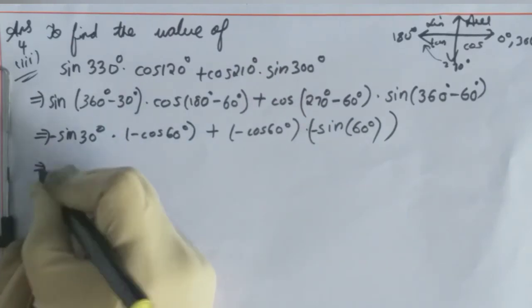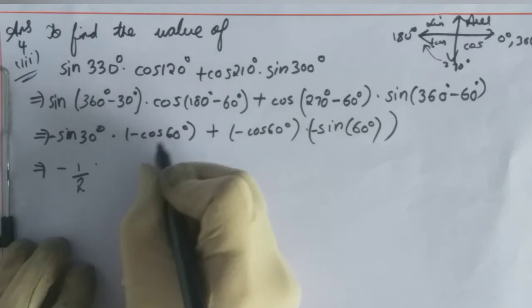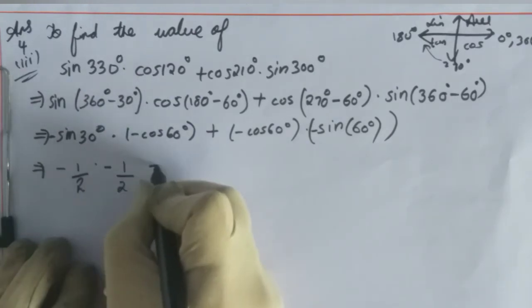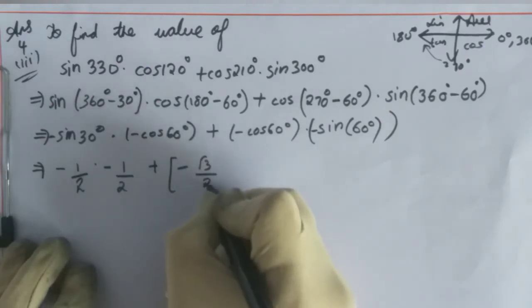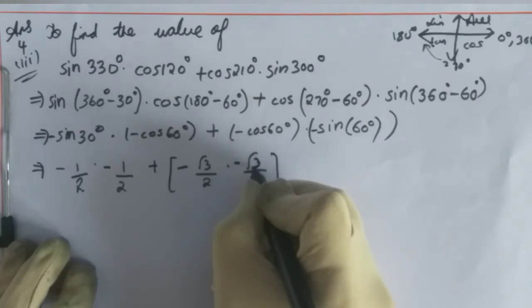Now, we have minus, what is the value of sine 30? 1 by 2, into minus, what is the value of cos 60? 1 by 2, plus, as it is, minus, what is the value of cos 60? 1 by 2. Sorry, root 3 by 2 is the value of sine 60, into root 3 by 2, and also we have minus here.